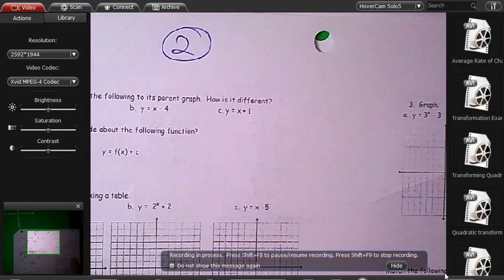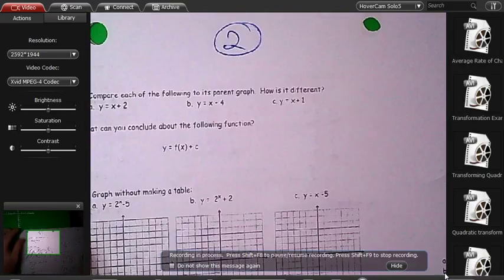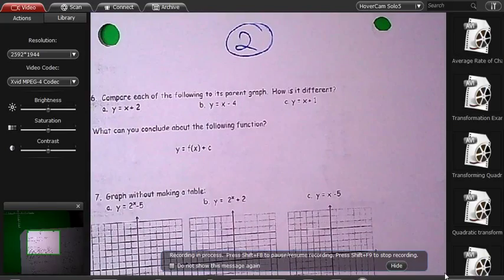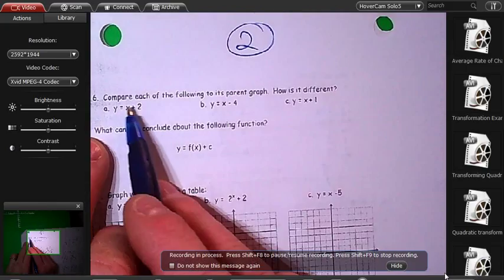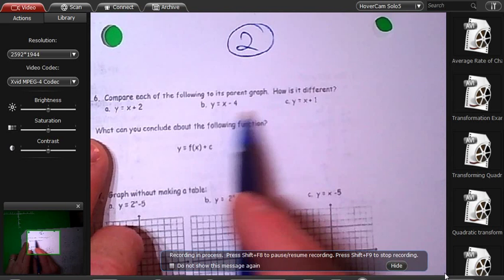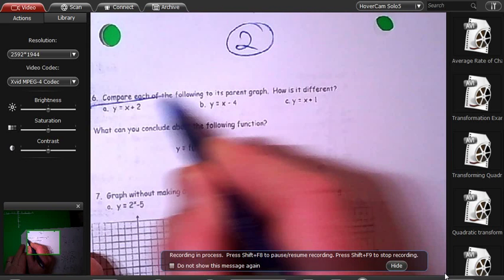Now, we see that number 6 says compare each of the following to its parent graph. These are all linear. Mark those out. We don't want to do that. But we do want to answer this question.